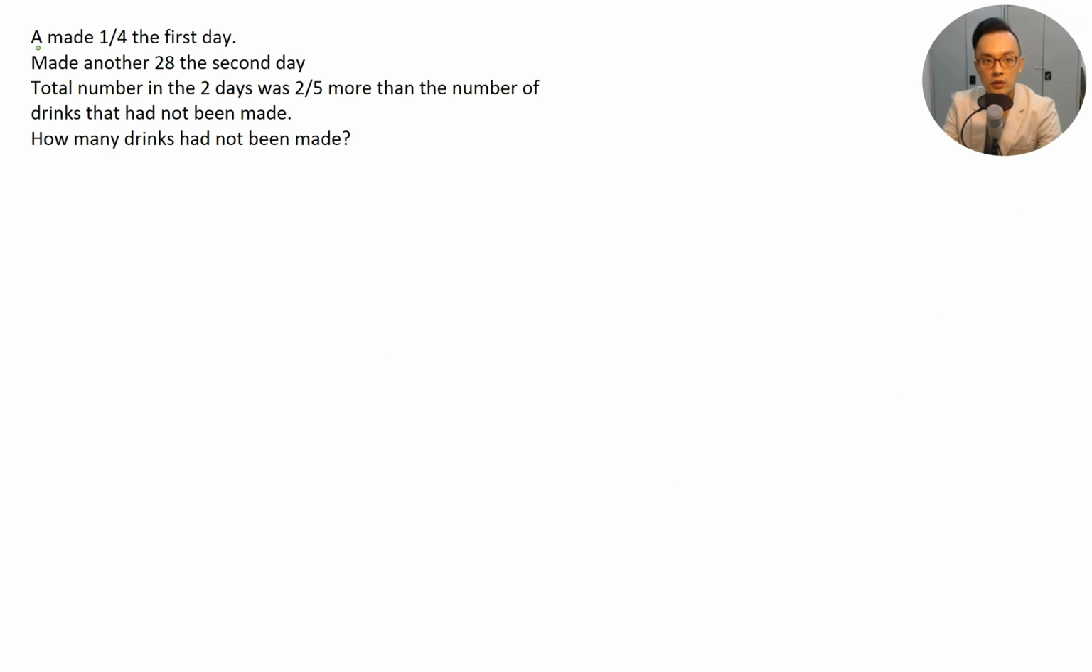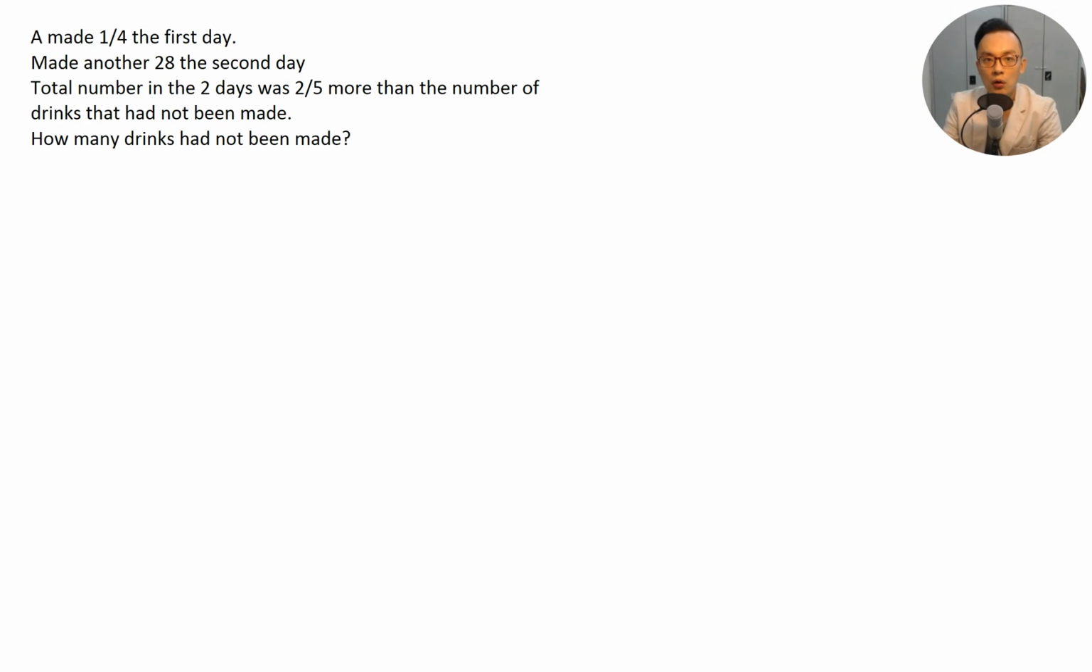Okay, let's look at this question. A made 1/4 the first day. He made another 28 the second day. Total number in the 2 days was 2/5 more than the number of drinks that had not been made. Okay, how many drinks had not been made? Alright, so this is quite a complicated question. So he made 1/4 the first day, made another 28 the second day.